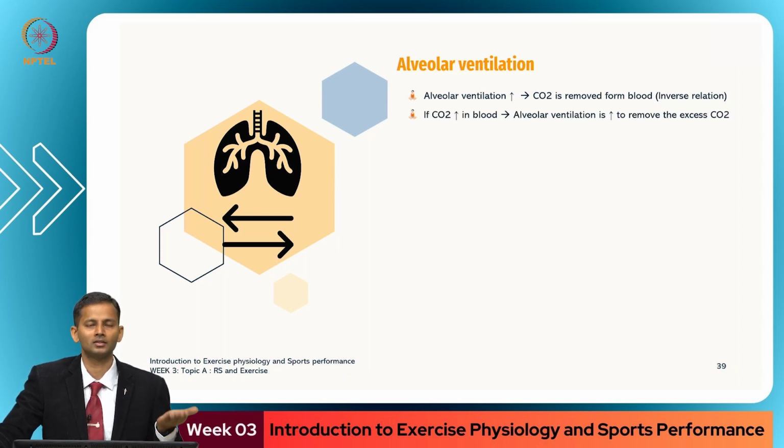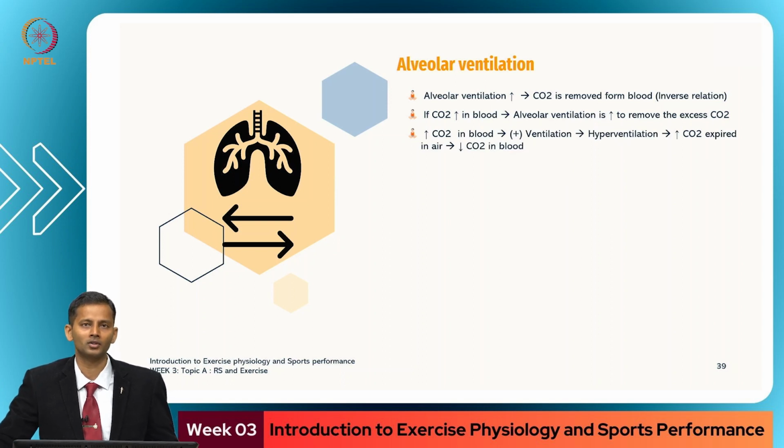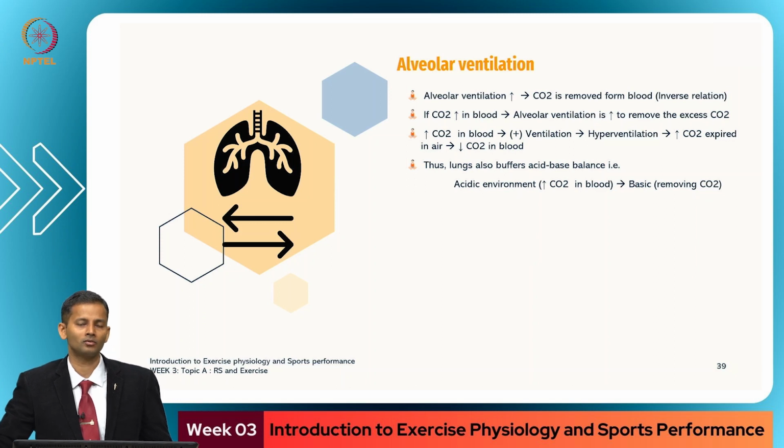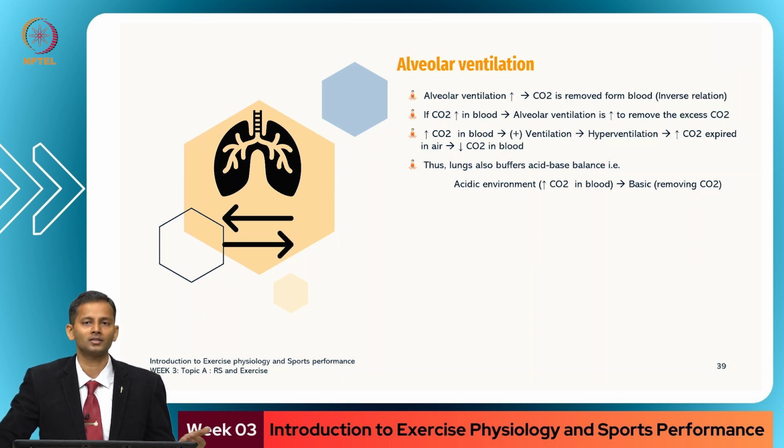So whenever there is an increase in the carbon dioxide in the blood, the alveolar ventilation is increased to remove the excess. The increase in carbon dioxide in the blood stimulates ventilation, which causes hyperventilation. So you start breathing faster, which results in an increase in the expiration of carbon dioxide and a decrease in the partial pressure of carbon dioxide in the blood. Thus, increasing alveolar ventilation causes a decrease in the partial pressure of carbon dioxide. The inverse relation happens. So that's how the lungs buffer the acid-base balance in the body.